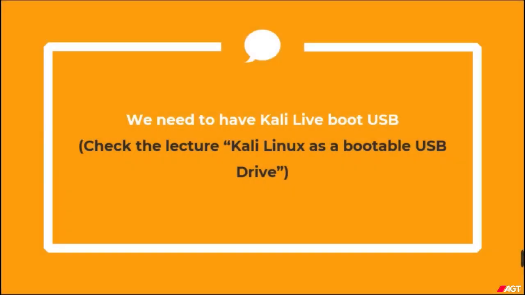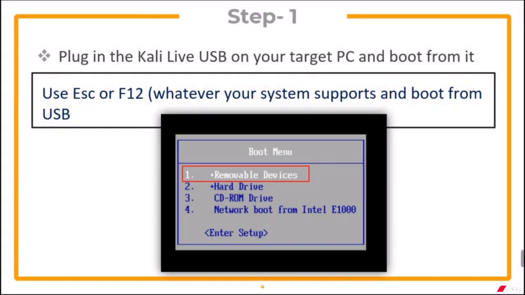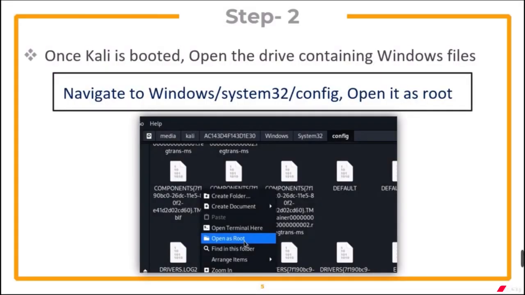You need to have Kali Live Boot USB with you. You can check the lecture on how to make Kali Linux a bootable USB drive in the previous section. Plug in your Kali Live USB on your target PC and boot from it. Press Escape or F12, whatever your system supports, and boot from USB. Once Kali is booted, open the drive containing Windows files. Navigate to Windows, System32/config folder. Open it as root.